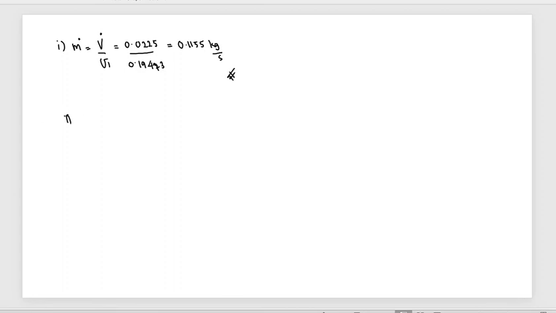Next is work input. From the SFEE, since this is an adiabatic compressor, there is no heat. At the inlet we have W dot in plus m dot h1 equal to, there is no heat and no work out, so we have m dot h2. So W dot in is equal to m dot times h2 minus h1. We insert all the values and we get the work input as 6.7925 kilojoule per second, or kilowatt.